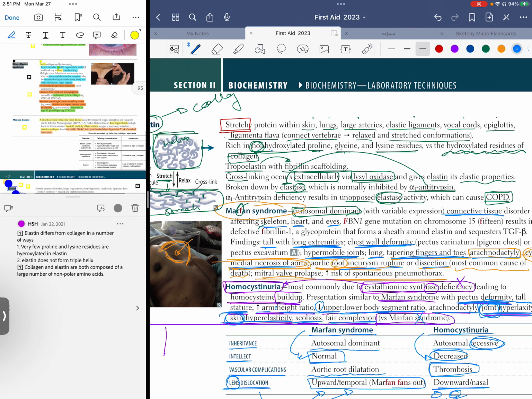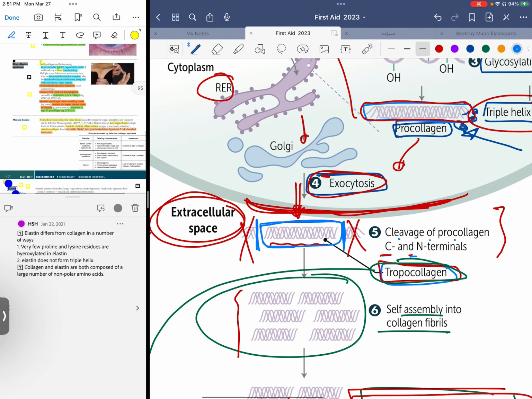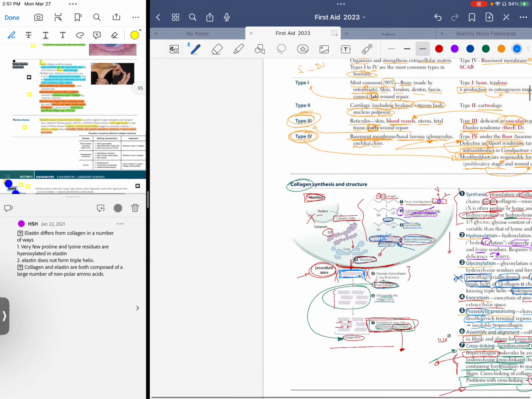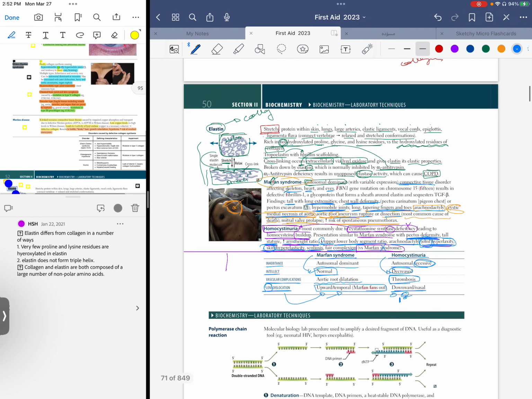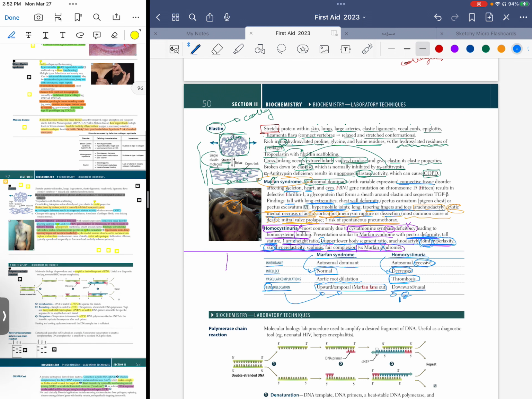Second, elastin does not form a triple helix. It just does not do it the way that collagen does it. Okay, there is no triple helix in elastin. Collagen and elastin are both composed of a large number of non-polar amino acids. Triple helix formation is the basis of the collagen molecule, but elastin does not form the triple helix.